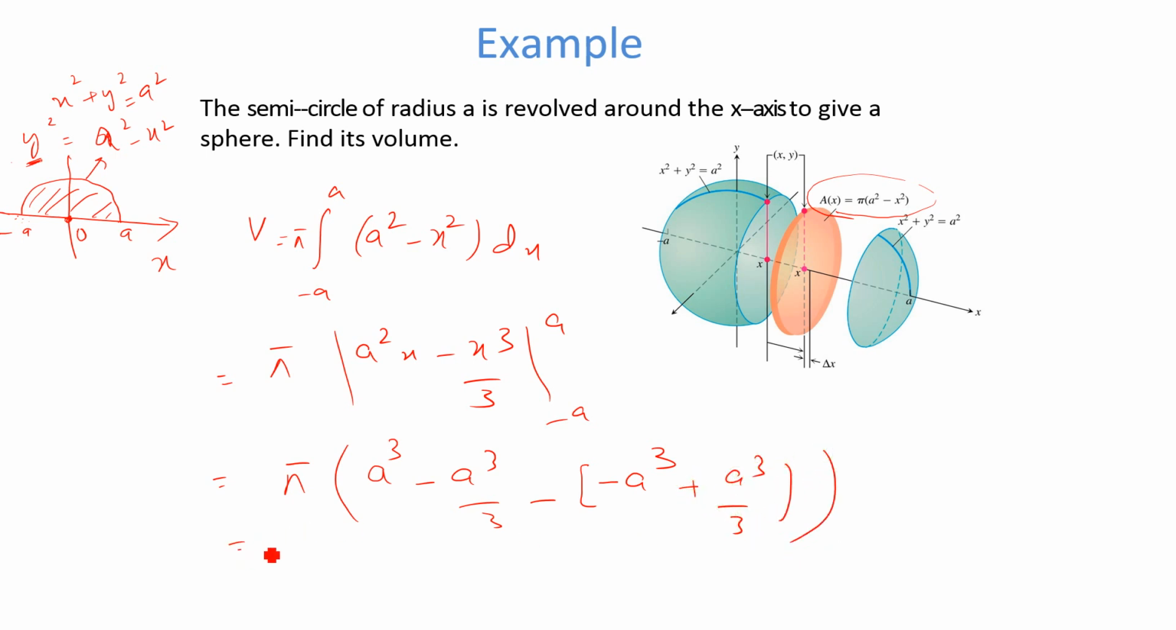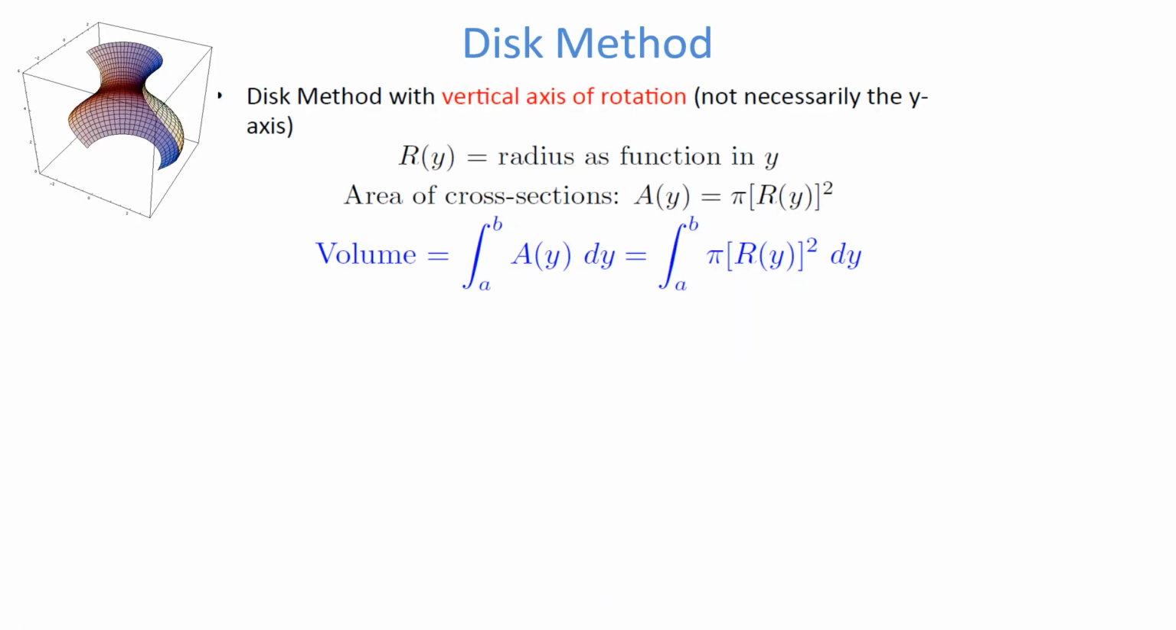So this is equal to a cubed plus a cubed, it's 2a cubed. Negative a cubed by 3, negative a cubed by 3 is negative 2a cubed by 3. And this is going to be 4a cubed pi over 3. So this is the volume of the sphere. Okay, next.